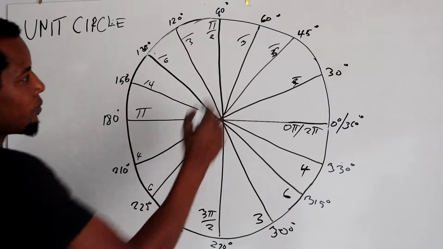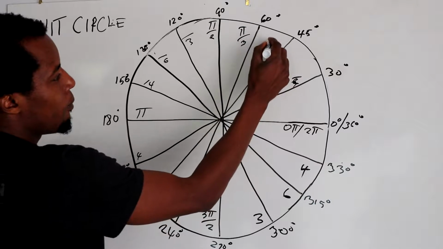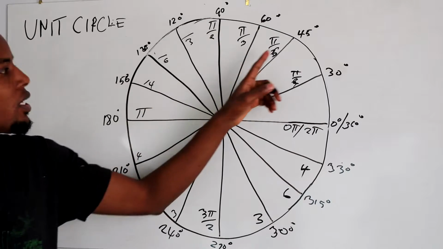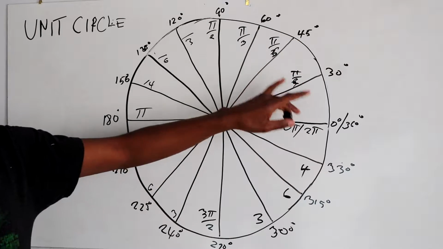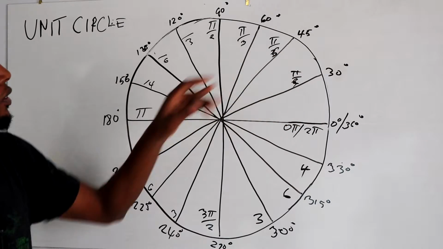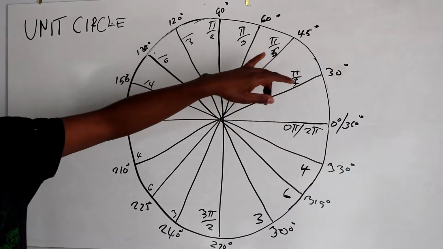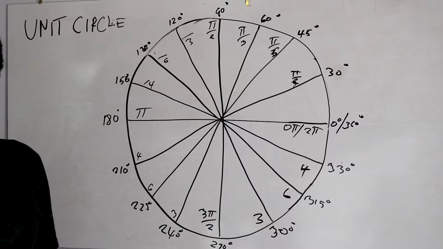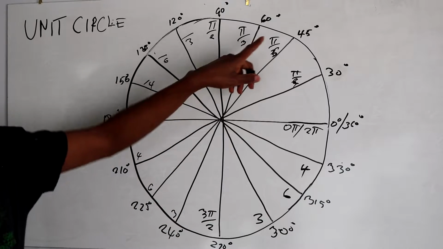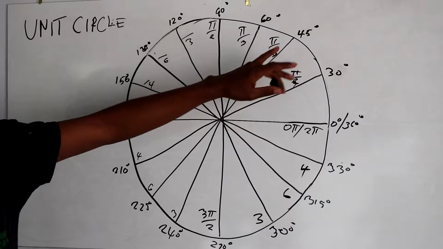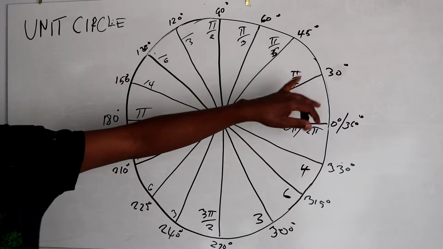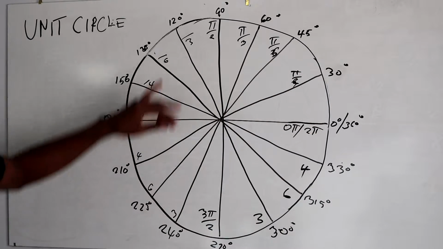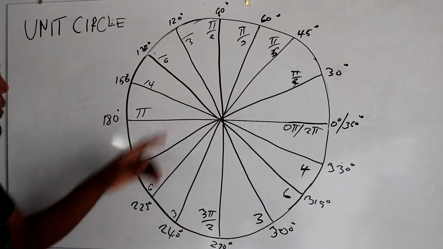And then it's going to be pi on this first quadrant. So 60 degrees is pi over 3, 45 degrees is pi over 4, and 30 degrees is pi over 6. Likewise, here is what's going to happen next.